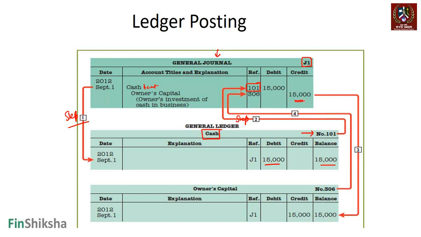Step 3, this 15,000 goes and puts in another account called owner's capital where you credit 15,000, J1 being the reference. Same journal, remember. The same journal entry will have two entries in the ledger at this point. So the balance is 15,000 here, and then the 306, which is step 4, goes and sits here. So you know that owner's capital is account number 306 and cash is account number 101.